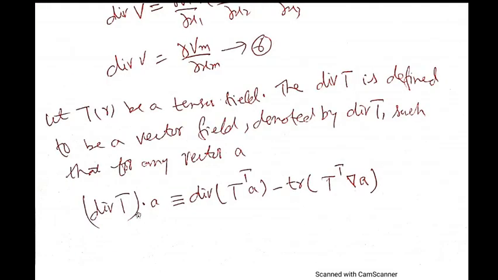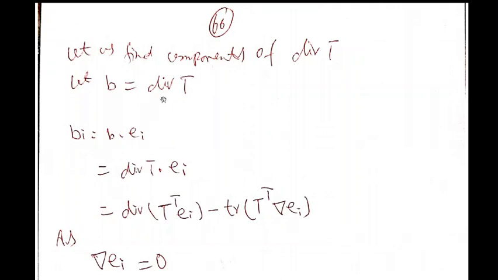So we will find the three vector components of this vector, the divergence of T. Let us denote this vector by B, so B is the divergence of T. If you have vector B, then its ith component can be written as Bi equals B dot Ei. Now as B is the divergence of T, it would be divergence of T dot Ei.